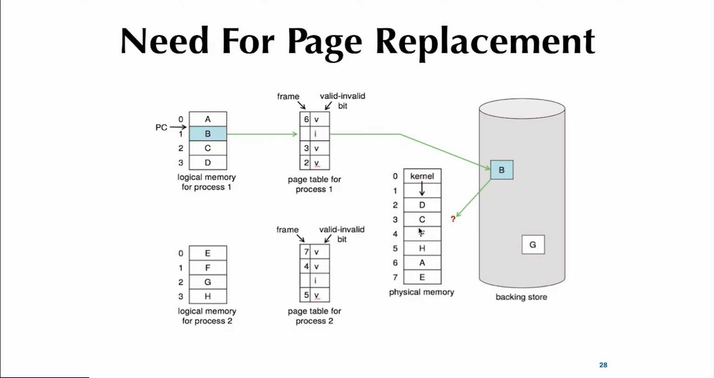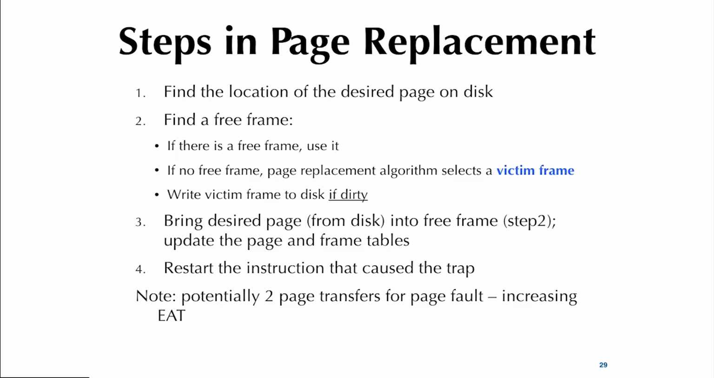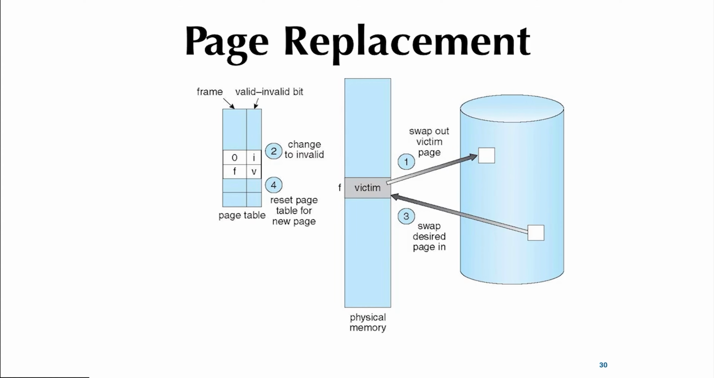So what can you do? If there's a free frame, use it. If no free frame, pick a victim frame. Write the victim frame to disk if it's dirty. And then load the page into the free frame, update its data structure, and restart the instruction. Okay. Page replacement: find a victim. If dirty, swap out, and then swap the desired page into this frame and update the mapping.